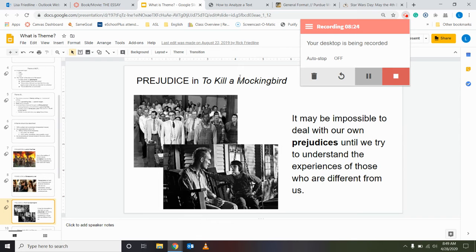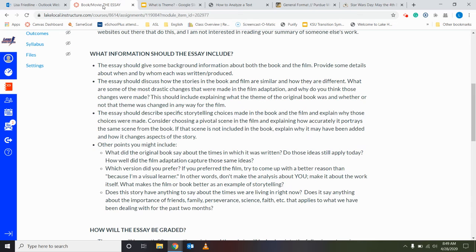So really try to think about these when you are writing your theme. Going back to thinking about your theme, let's see. Sorry, I want to make sure I'm here. I think I missed this one when I was talking about that. The essay should discuss how the stories are similar and different. What are the most drastic changes? And this should include explaining what the theme of the original book was and whether or not the theme was changed in any way for the film.